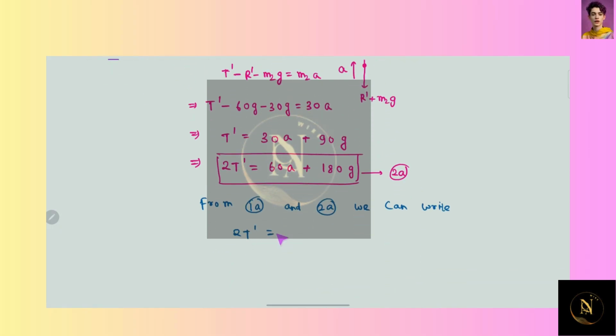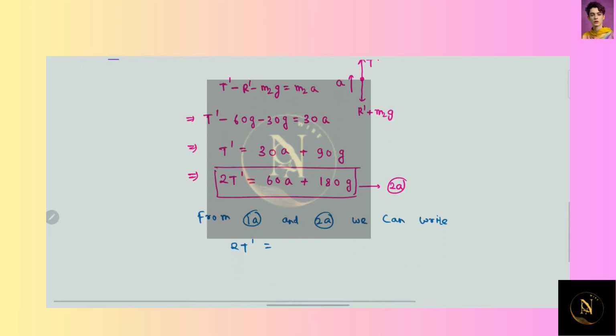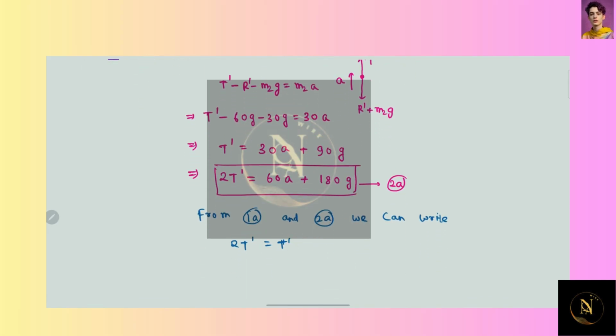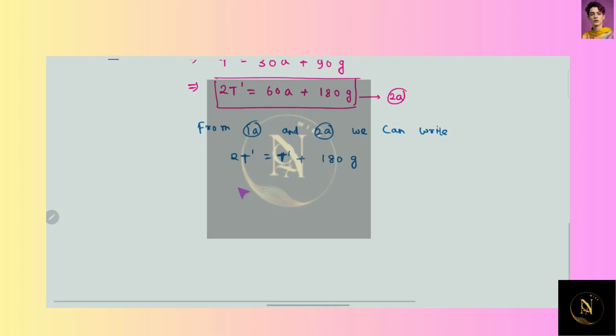If we put g equal to 10, then we will get T prime equal to 1800 Newton. So this is the answer for the second part of this question. The force that needs to be applied in the second case is 1800 Newton.